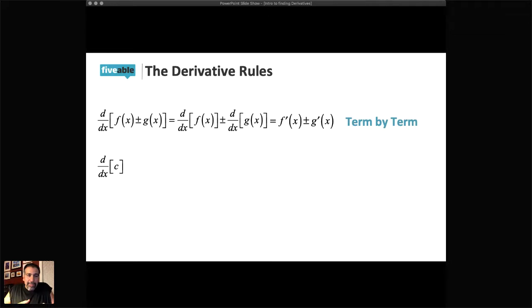When you get to this next expression, I've got d of c over dx. Well, c doesn't match the x. C is not an independent variable. And in most math classes, we like to use the letter c to represent a constant. So now what we're really asking is, what's the derivative of a constant?